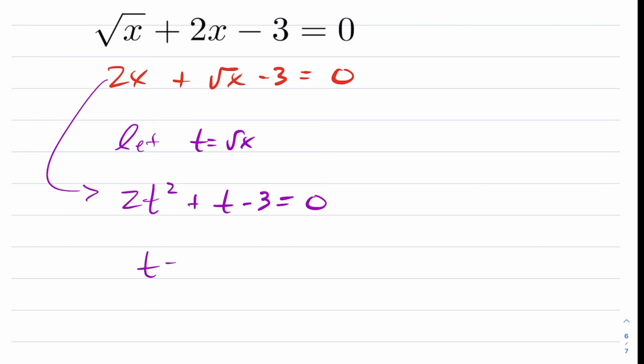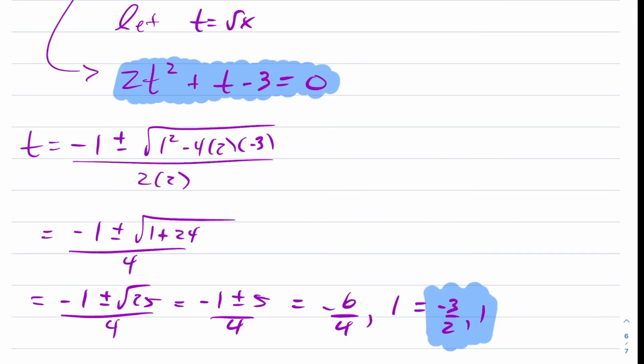So my quadratic gives me t equals. And you can see here, using the quadratic equation, subbing in, I end up getting the root of 25. So again, it comes out to be a perfect square. We get nice rational numbers. And the roots here for my quadratic with a variable of t are -3 over 2 and 1. So we're not done yet. Those are the answers for t, but again, we're looking to solve for x.